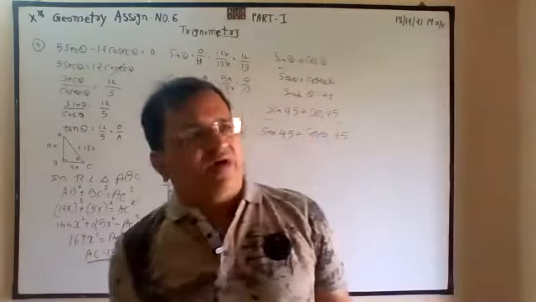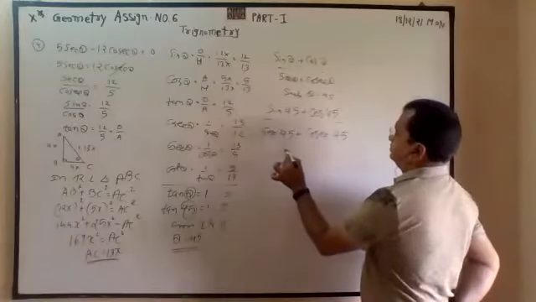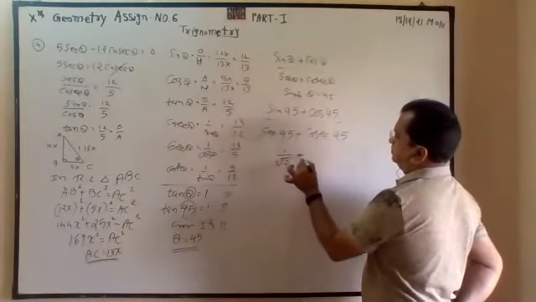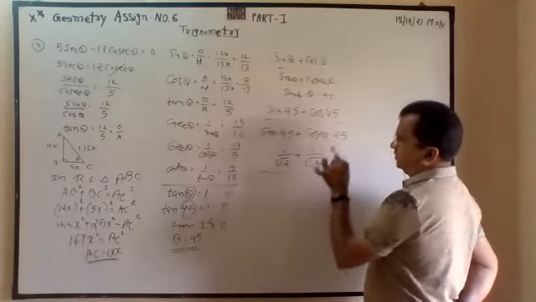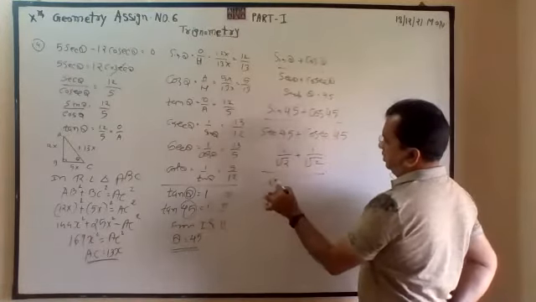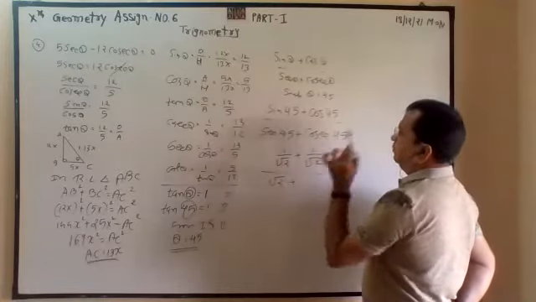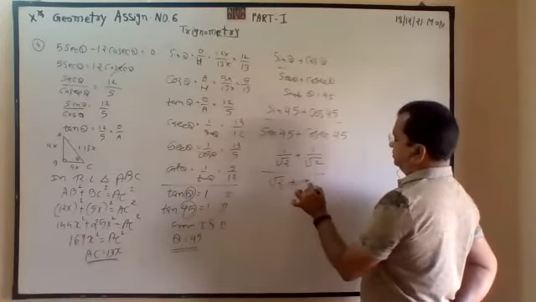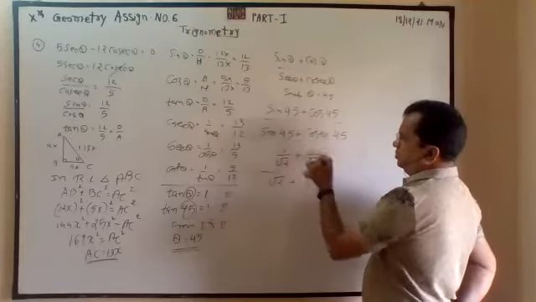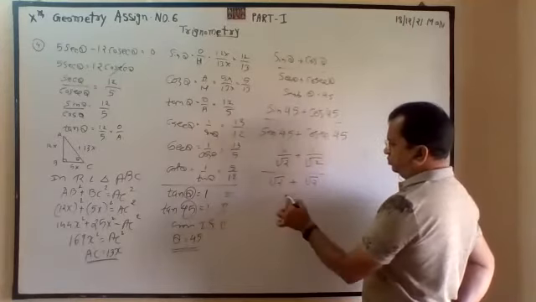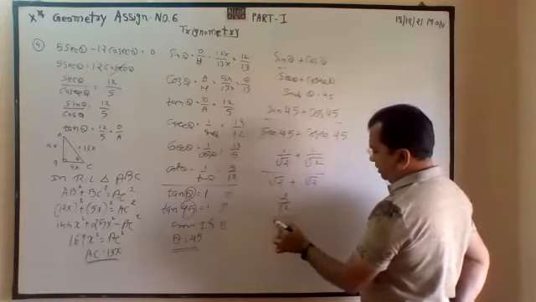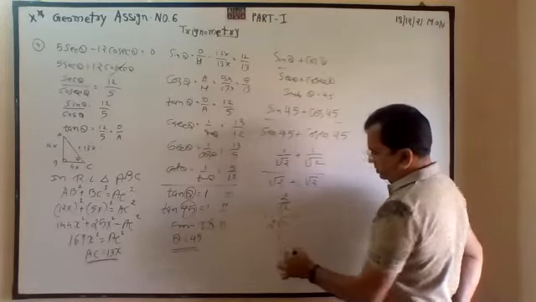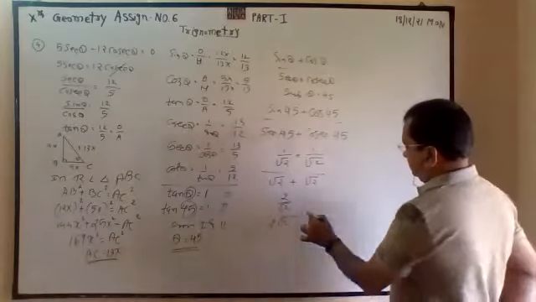Value of sine 45 is 1 by root 2. Value of cos 45 is also 1 by root 2. Value of sec 45 is only root 2. Value of cosec 45 is only root 2. So this is 2 times, this is also 2 times. So 2 times 1 by root 2, 2 times only root 2. This you can write as 1.